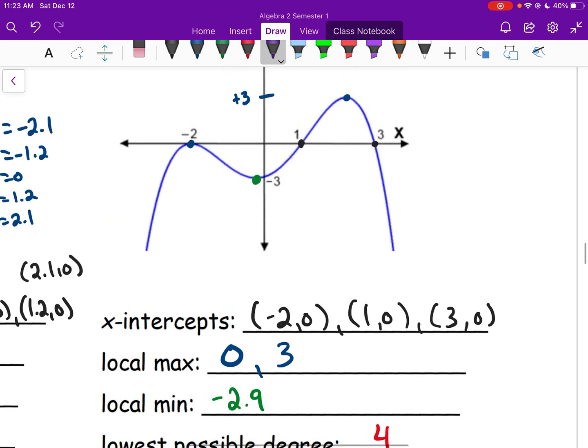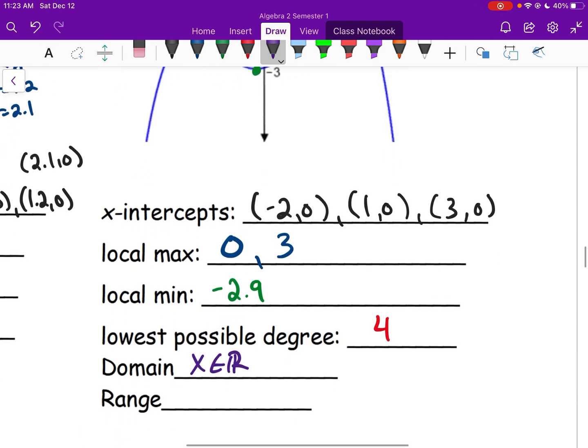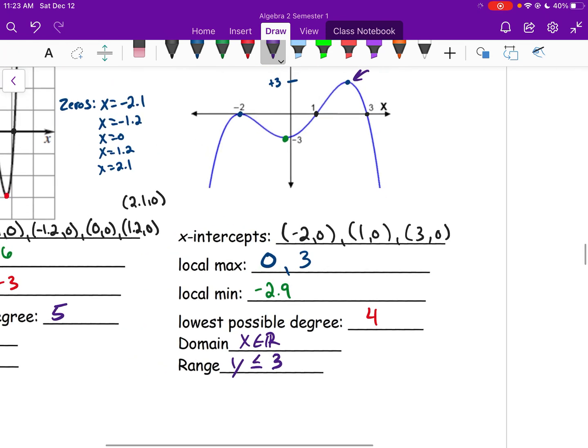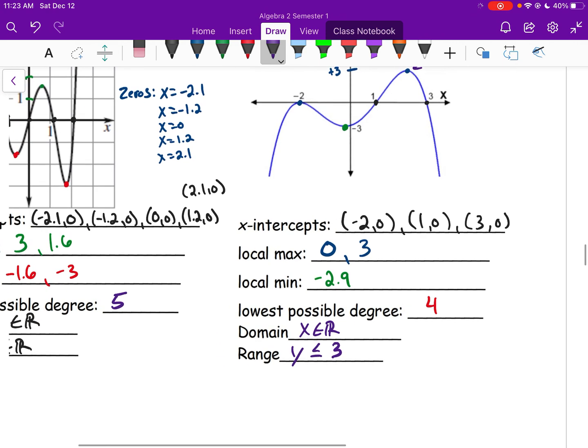Range, this is one where it's a little bit different. Okay. It has the highest point, okay, and it was at that local maximum right there. So whatever that y-coordinate of that local max was, that is going to be what's going to be in our range. And we said it was at 3, so we're going to compare y to 3, and it is below that, so we're going to say less than or equal to that 3. And again, domain is always dealing with x, range is always dealing with y.